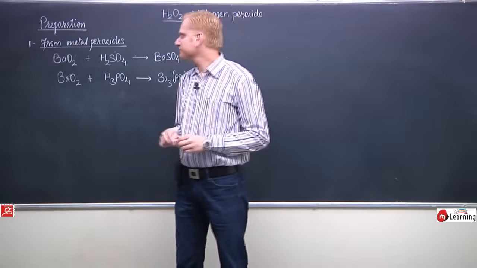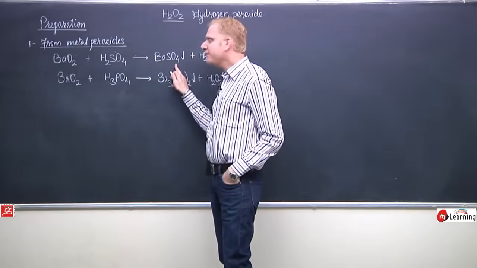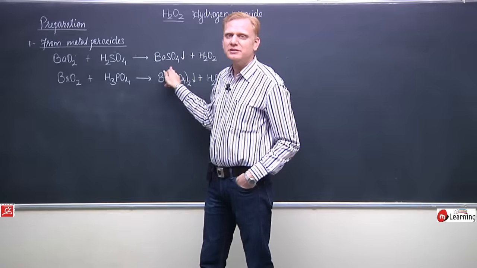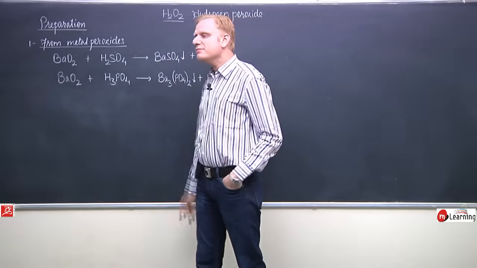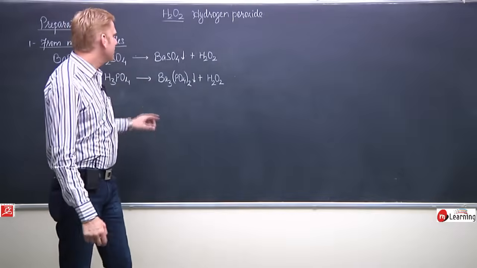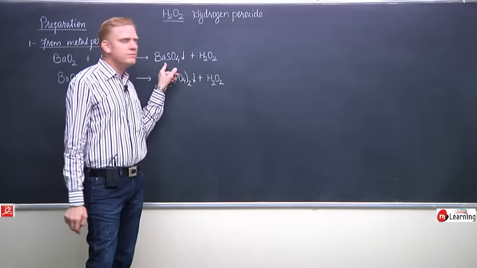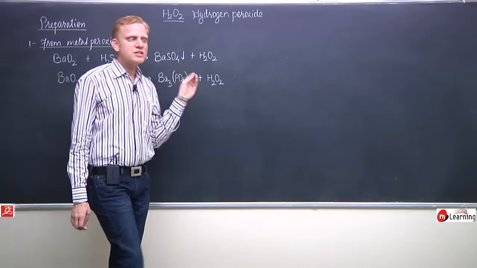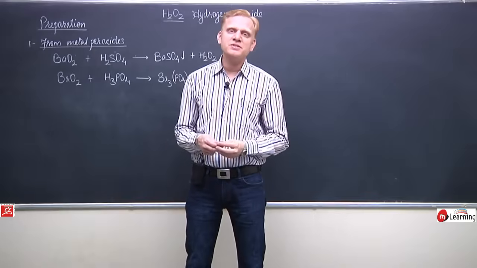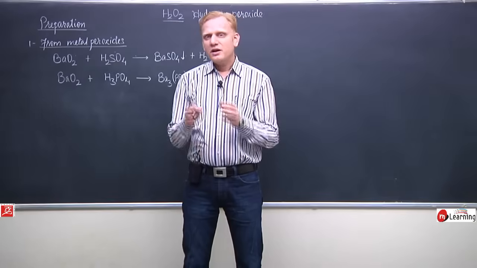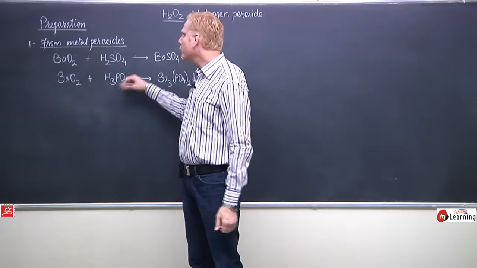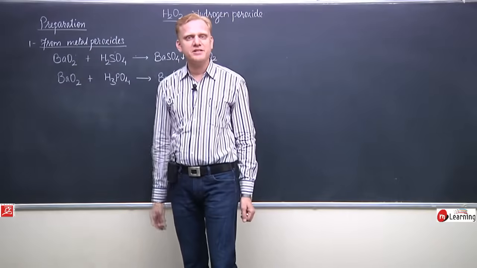The reason for this is the precipitation of barium sulfate is not complete since it is sparingly soluble, while the precipitation of barium phosphate is a complete precipitation because it is insoluble in water. Barium sulfate is sparingly soluble, so a small amount of barium ions are left with the hydrogen peroxide solution. Once again I repeat, we prefer phosphoric acid over sulfuric acid in this method of preparation.